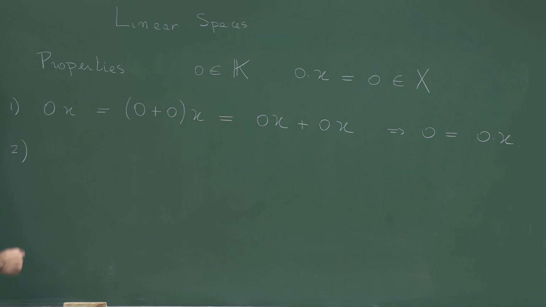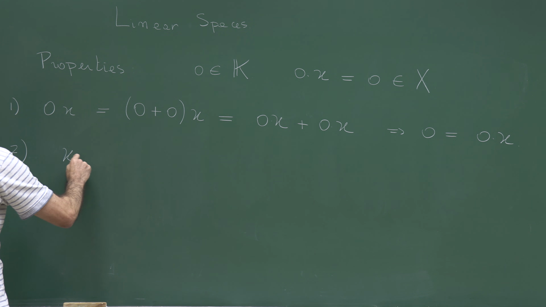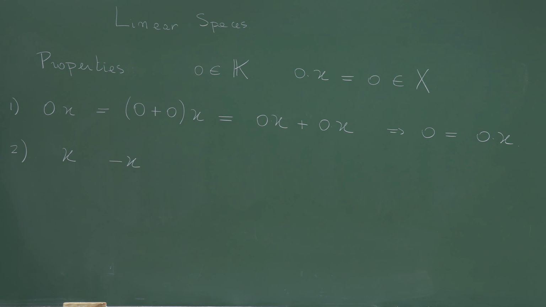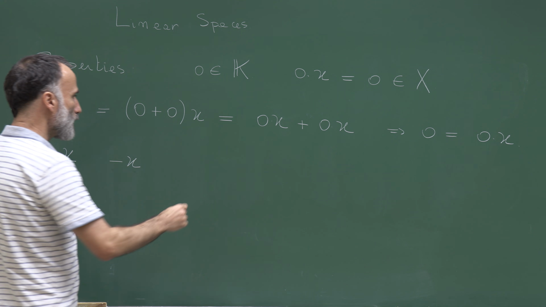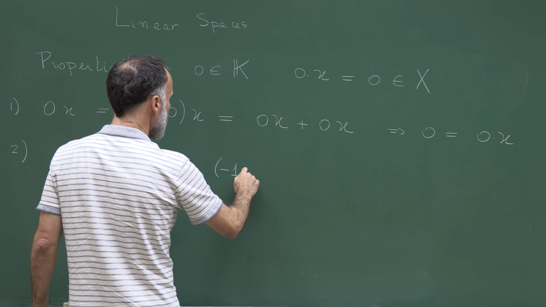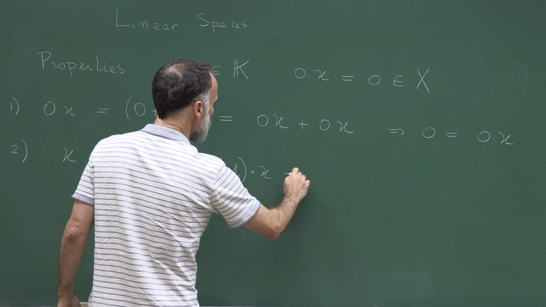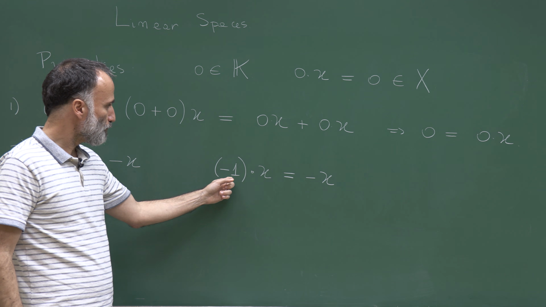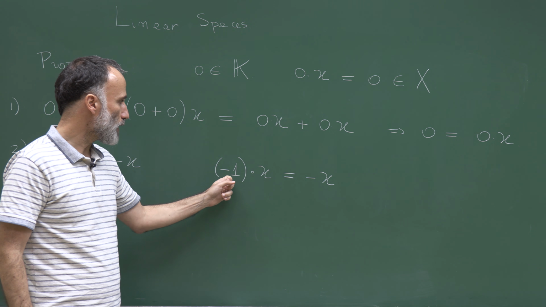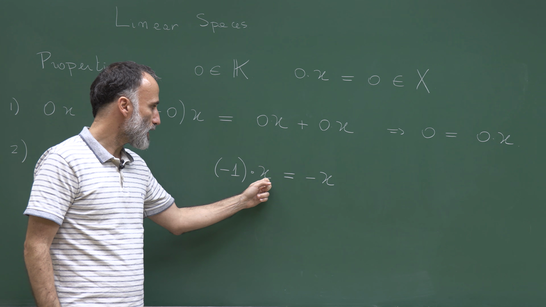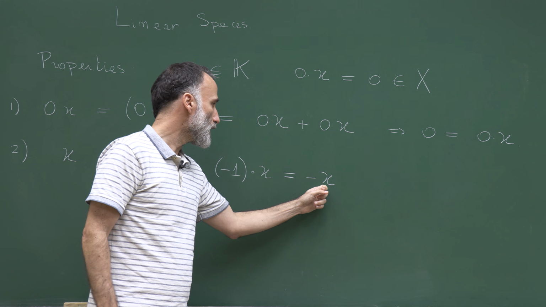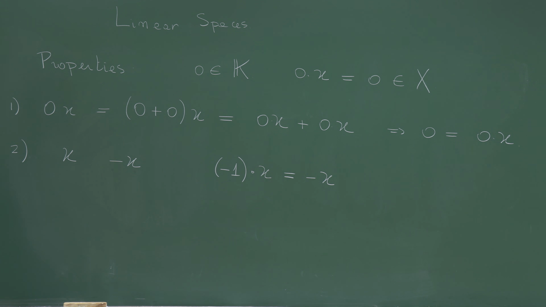And the second property is that, remember, if I have an element x, I'm representing by minus x the inverse of x with respect to the addition. And what I claim now is that if you take minus 1 and you multiply that by x, what you get is minus x. Right? So this is minus 1, an element of the field. I'm multiplying minus 1 by an element x of the set X. And what I'm saying is that this is the inverse of the point x.